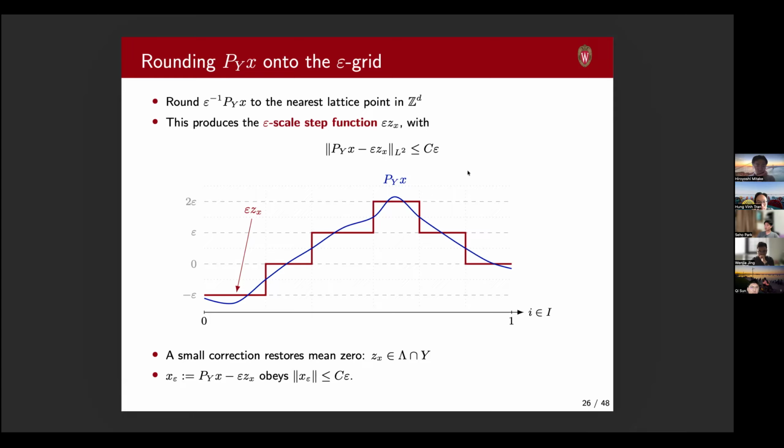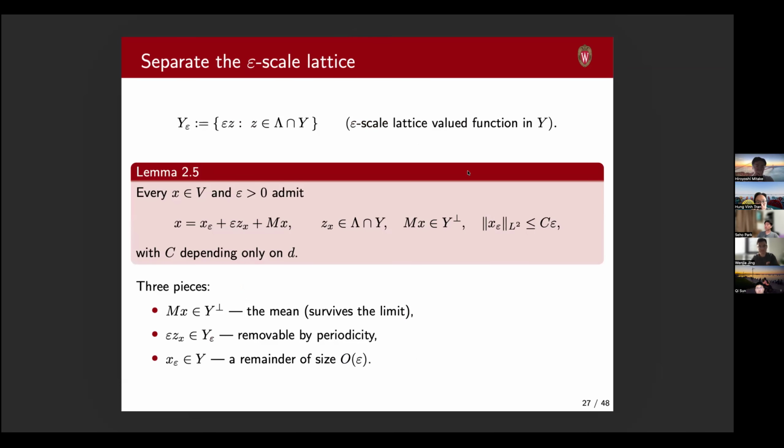And also, since P_Y of x is mean zero, after some small correction, our epsilon scaled step function approximation can be mean zero. What I mean is we can choose z of x which is mean zero and also integer valued. So here z of x is in lambda intersection with Y. That's why we define the subspace Y of epsilon. This is just epsilon times c, where c is in lambda intersection Y.